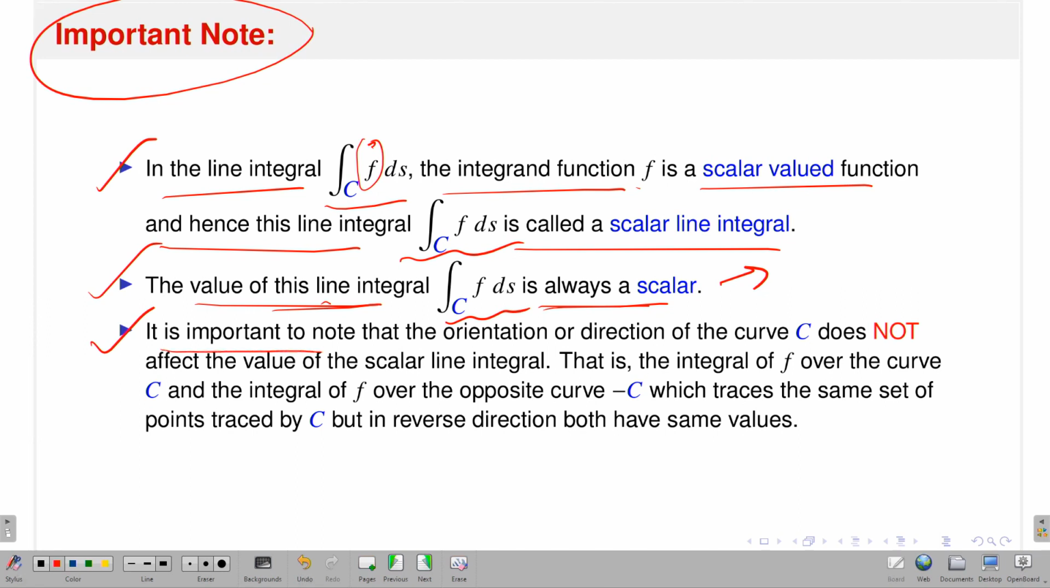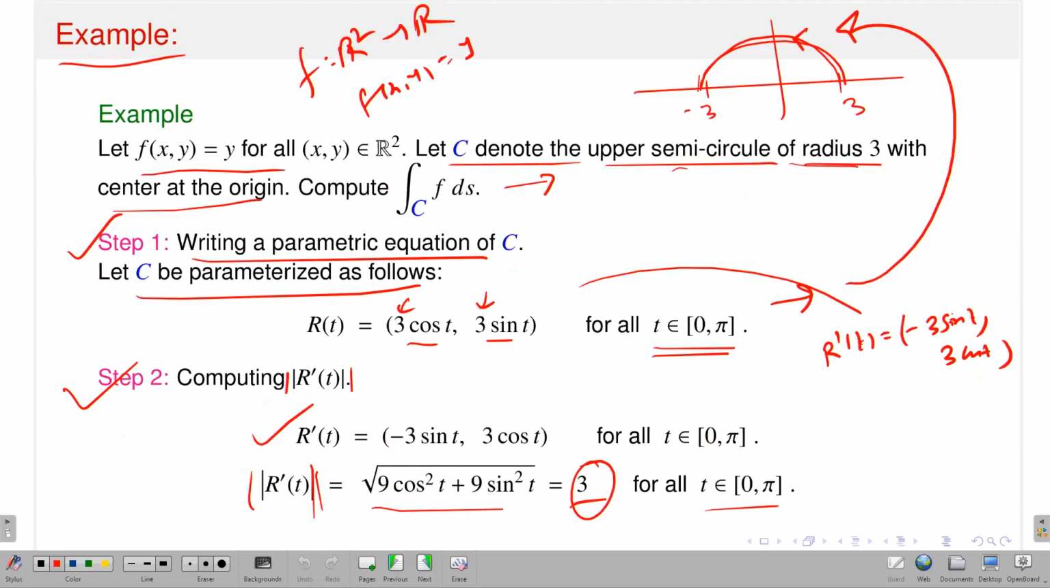It says that it is important to note that the orientation or direction of the curve C does not affect the value of the scalar line integral. For example, with the last curve, if I take the parameterization t from 0 to 2 pi, I am starting from 3, going in this direction and ending at minus 3. Instead, I could start from minus 3 and end at 3, going in the other direction.